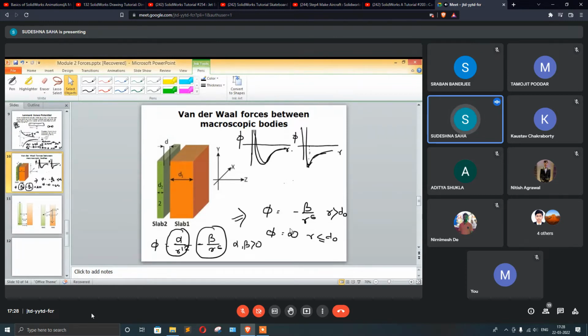So this is basically our assumption. Basically, we are doing this only. Here I'm only taking the attractive force, right? We are only taking the attractive force. Repulsive force is infinite in cases where r is less than or equal to d naught. Fine. Yes, sir.